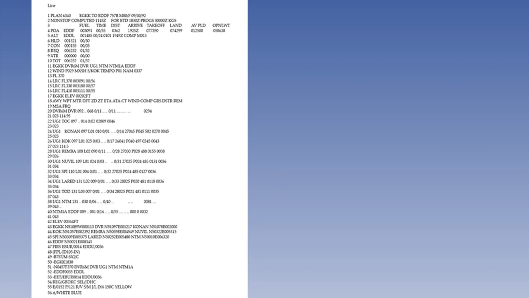A typical computer-generated flight plan is shown on the screen. This is a plan for a flight from Gatwick, EGKK, to Frankfurt, EDDF. In a previous lesson on fuel planning, we saw how the fuel load and consumption figures were displayed. We shall now put it all in context by going through each line.